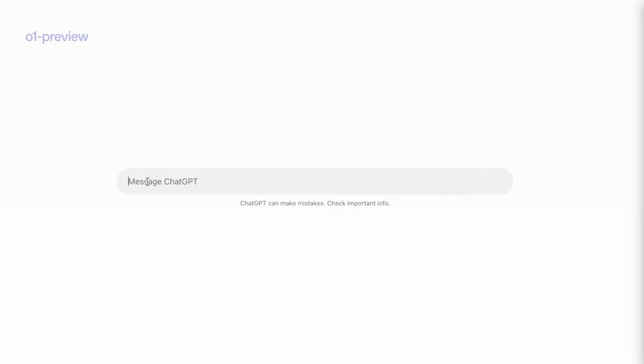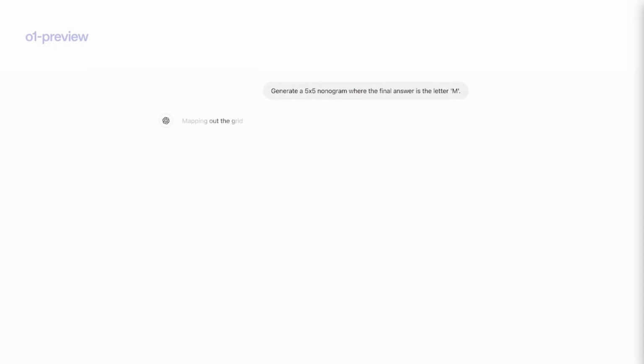And I thought we could have the model play a little game where it first generates a puzzle to solve, then we ask another instance of the model to try to solve the problem that it generated. So yeah, I'll ask it, generate, say, a 5x5 nonogram where the final answer is the letter M. We'll see what it comes up with.